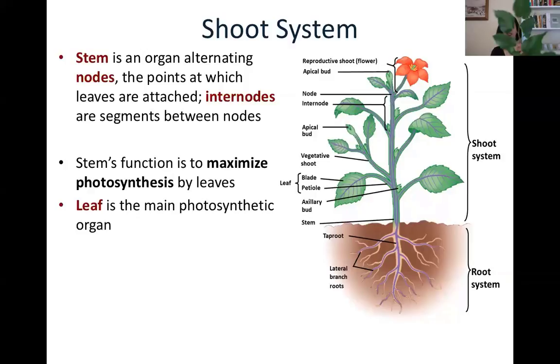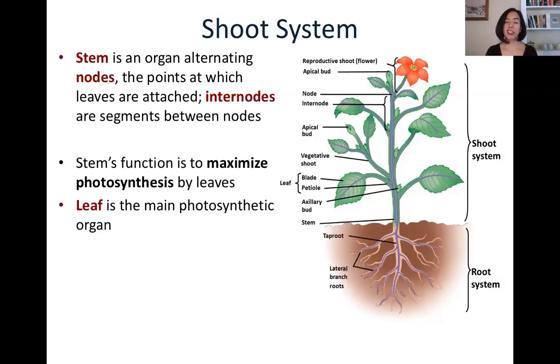Let's see if I can explain it with this. In here we have a node. This is the attachment of the leaf to the stem. Where is the next node? We have another one here. And this region will be the internode. Okay?